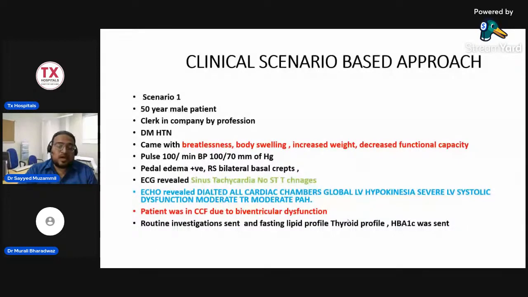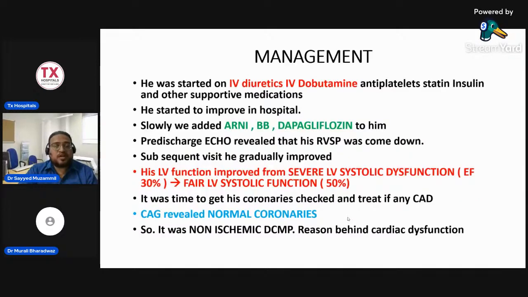Thyroid issues like hyperthyroidism or hypothyroidism can also cause myocardial dysfunction and heart failure, while HbA1c points you towards how well controlled the patient's diabetes is, because in diabetic patients with a long duration of uncontrolled status, the heart also develops diabetic cardiomyopathy, which can also be a reason for heart failure. Also diabetes can lead to atherosclerosis leading to ischemic cardiomyopathy. So this patient was started on IV diuretics, IV dobutamine, antiplatelet, statin, and we started him on insulin for his diabetes, and we gave other supportive medication.